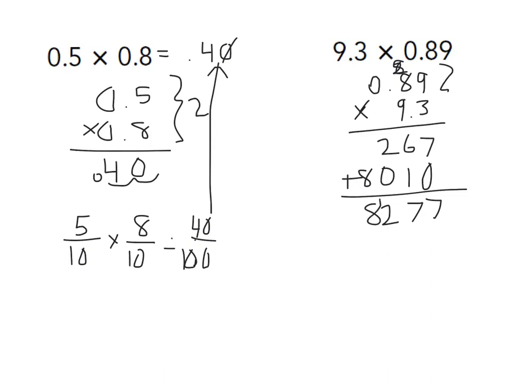But I see my problem here. I had 3 decimal places, so I'm going to make sure to put 3 decimal places in my answer. 8.277, or 8 and 277 thousandths.